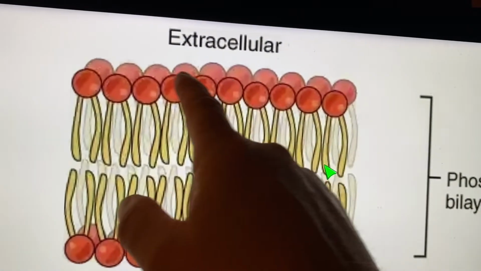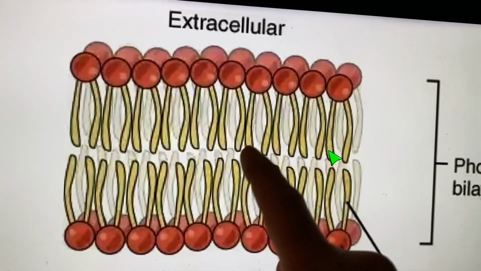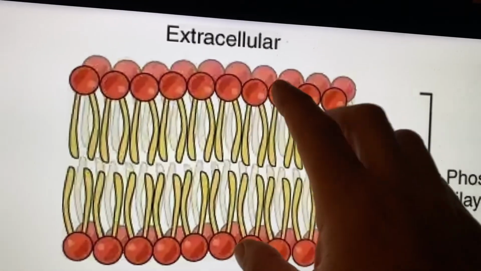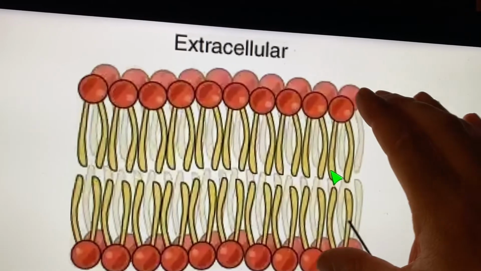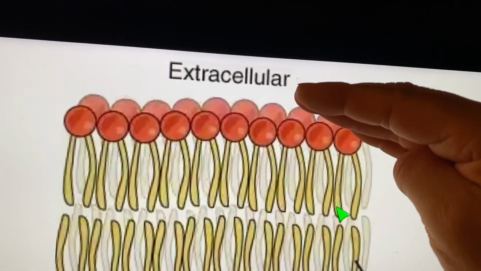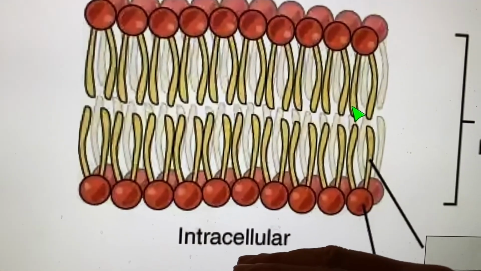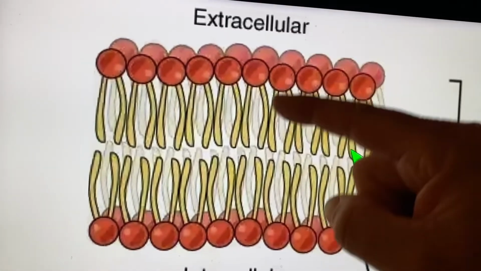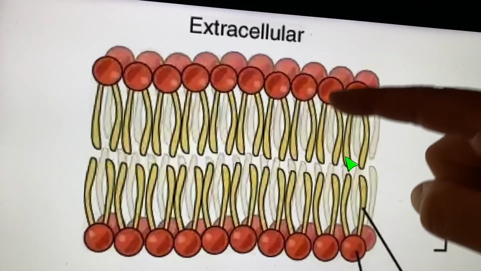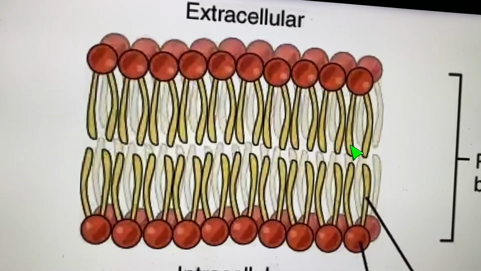The cell membrane is semi-permeable. It's hydrophobic. It doesn't mix with water. It forms this nice waterproof barrier between the outside extracellular part and the inside of the cell, the intracellular. And semi-permeable means some things can pass through and some things can't.